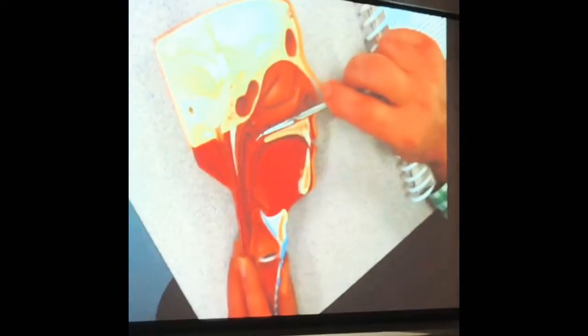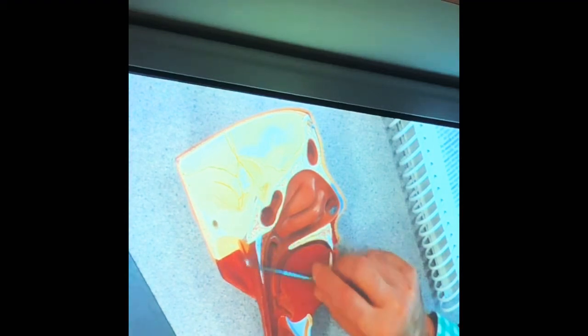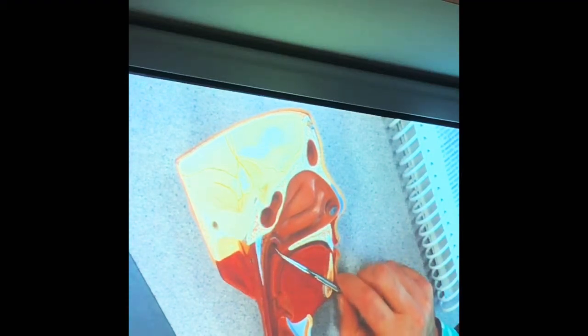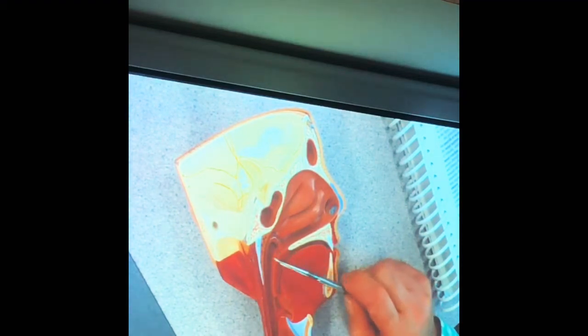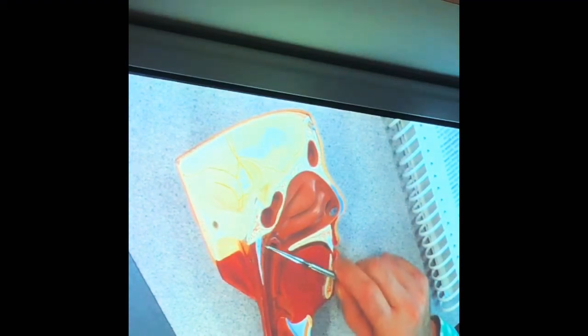When it gets to the back, this is the internal nares. And from here to here, here's the hard palate, here's the soft palate. At the end of the soft palate, from the internal nares, this is the nasopharynx. So if I point to here, what's this region? Nasopharynx. Two things are in the nasopharynx. Back against the back wall are the pharyngeal tonsils, or adenoids.